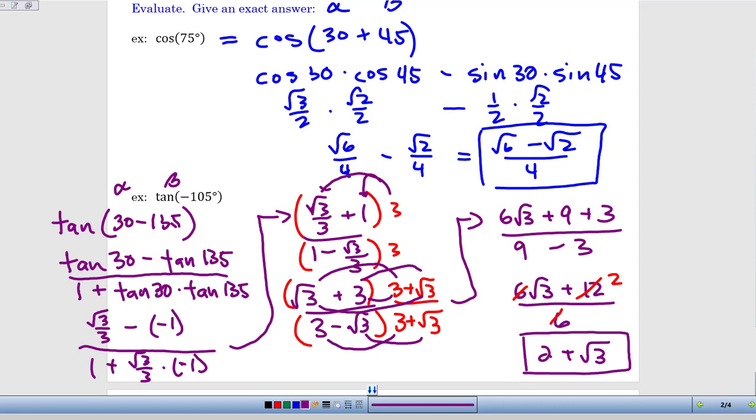So I know that's kind of a long and drawn out process with a lot of simplifying and rationalizing that has to happen, but that generally only happens on the tangent questions. For the sine and cosine questions, you will pretty much always end up with an answer that involves a root 6 and a root 2 up in the top. They'll both be positive or they'll both be negative, but some combination of root 6 and root 2 on the top, and then a 4 on the bottom.